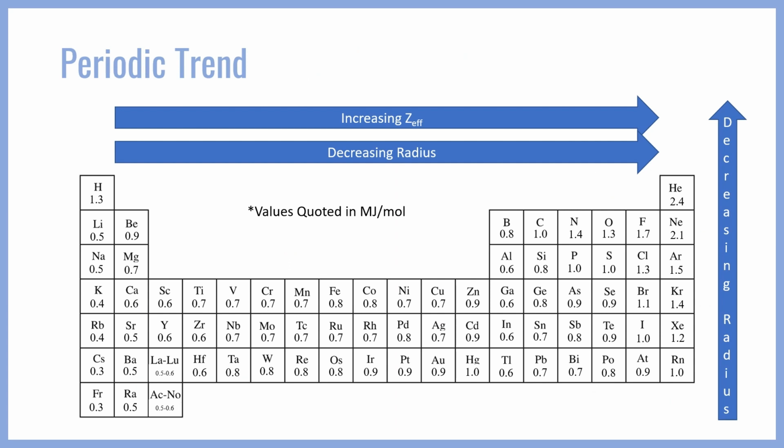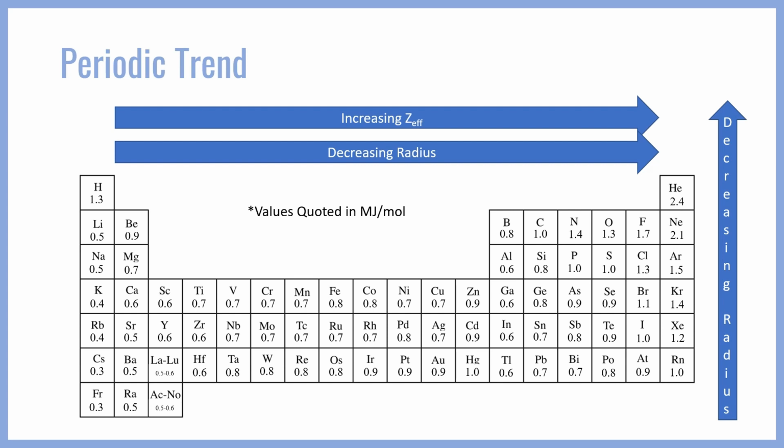Well, this periodic table shows ionization energy values for all of the elements quoted in megajoules per mole. Now, clearly, as you move towards the right-hand side of the periodic table, the values are increasing. We go from 0.5 on the alkali metals on the left to about 1.7 for fluorine, 1.3 for chlorine on the halogen column on the right-hand side, which is a substantial increase. It's about 1 million joules per mole from the left-hand side to the right-hand side.